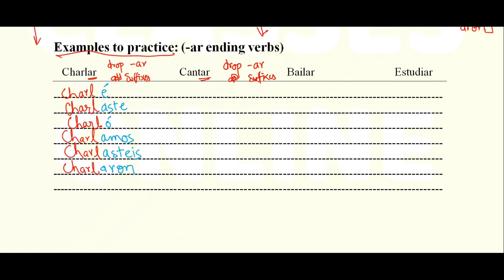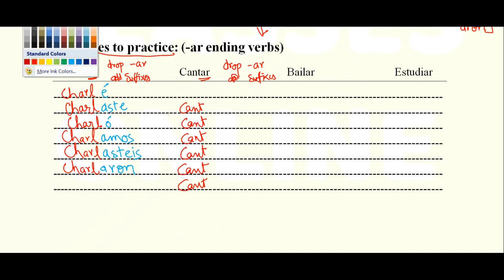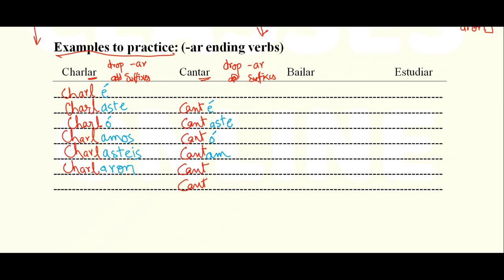Cantar, second verb, drop AR, add suffixes. But before that, we have to write the root word, cant. We get it when we drop AR. And add suffixes like é, aste, ó, amos, asteis, aron. Change the color now. Suffixes are in blue. We need only 6 conjugations, so I've written it 6 times. Canté, cantaste, cantó, cantamos, cantasteis, then cantaron.